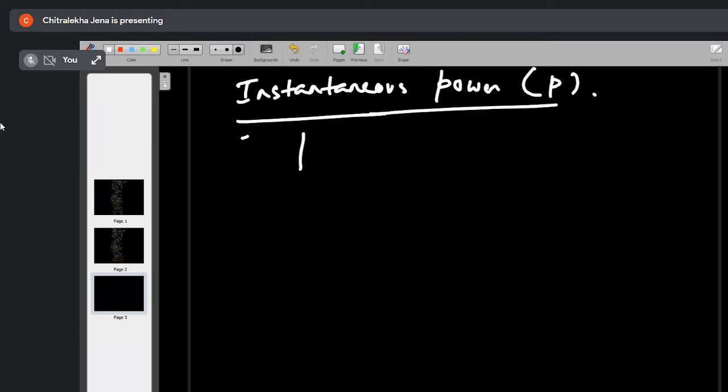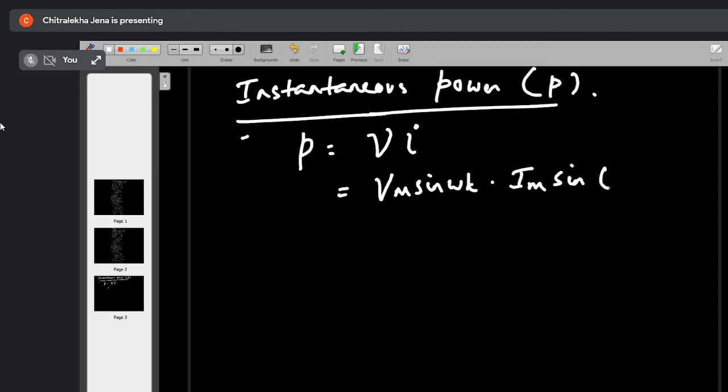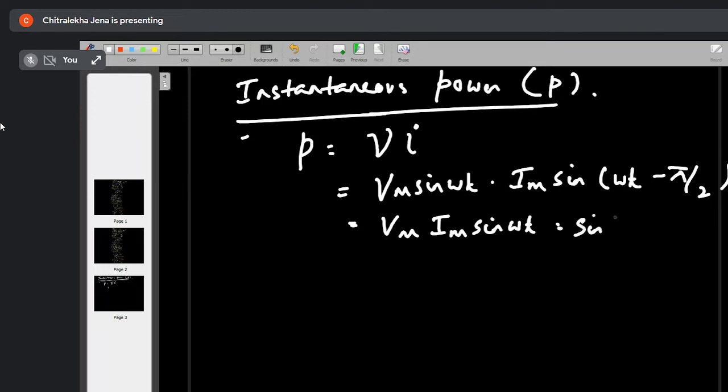So instantaneous power is equal to the product of instantaneous voltage into instantaneous current, right? So what was the formula for the instantaneous voltage? v was equal to how much? Vm sin omega t. What was the value of the instantaneous current? i was equal to Im sin(omega t minus pi by 2). Very good. So this is equal to Vm Im sin omega t multiplied with sin(omega t minus pi by 2).